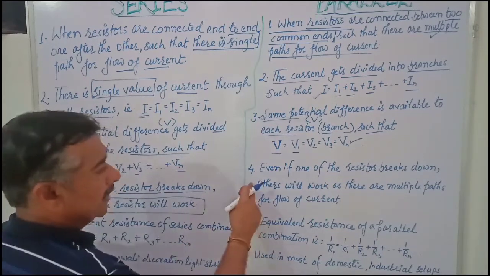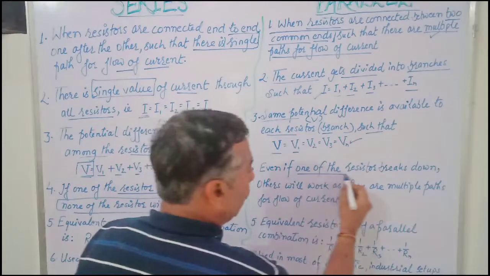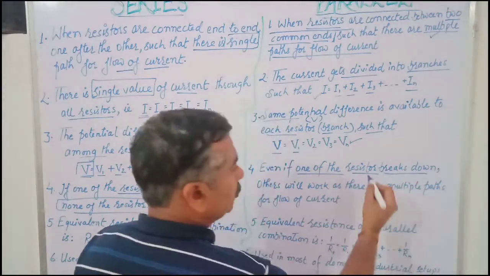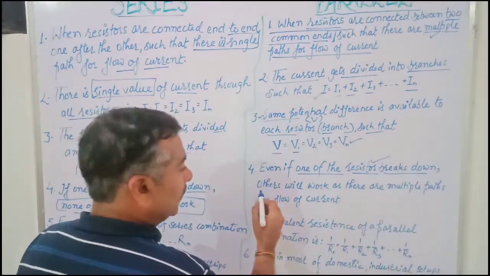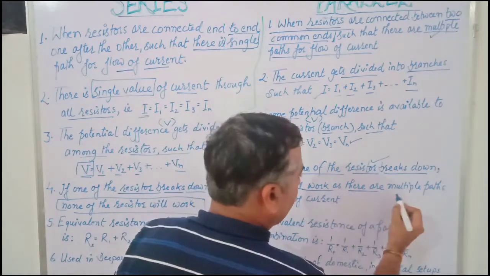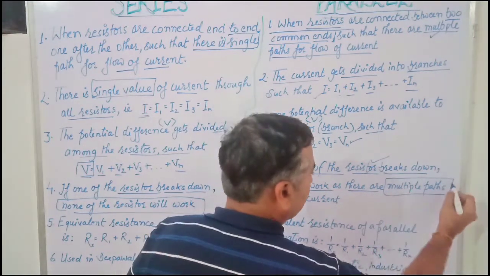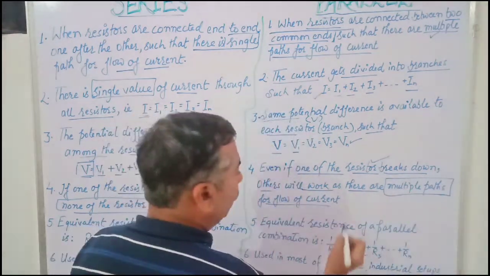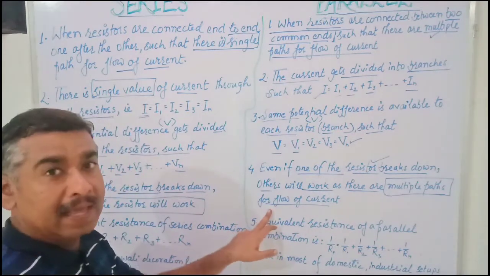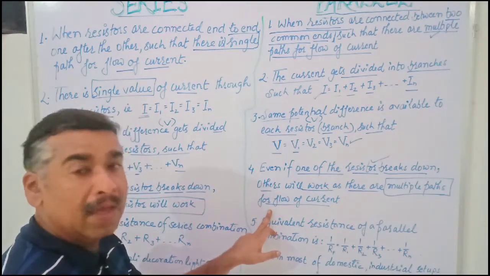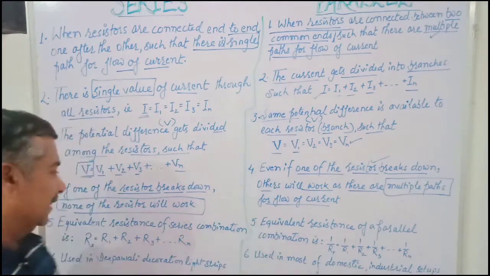But whereas in case of parallel, even if one of the resistors breaks down, if it stops working, even then the others will keep on working, because there are multiple paths, more than one path for the flow of current, and this is one of the basic advantages of parallel combination of resistors.